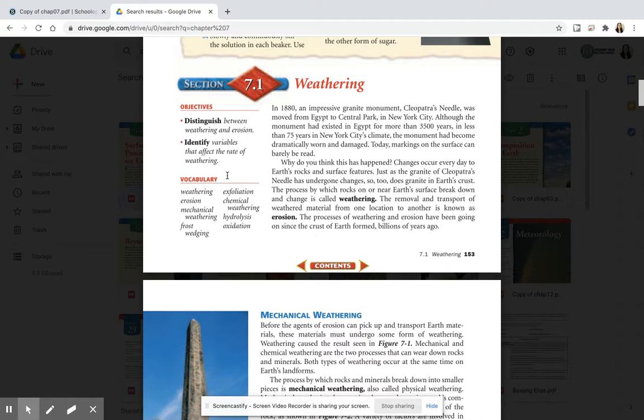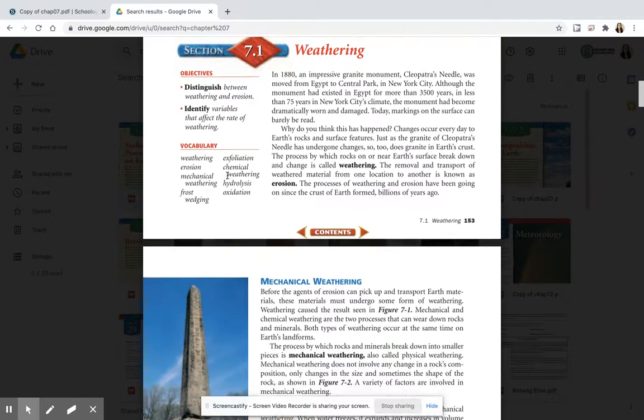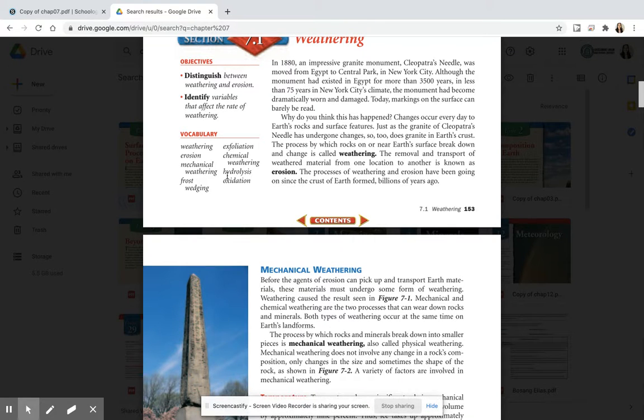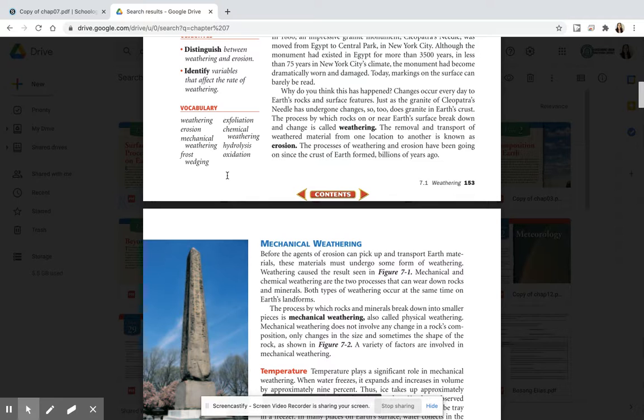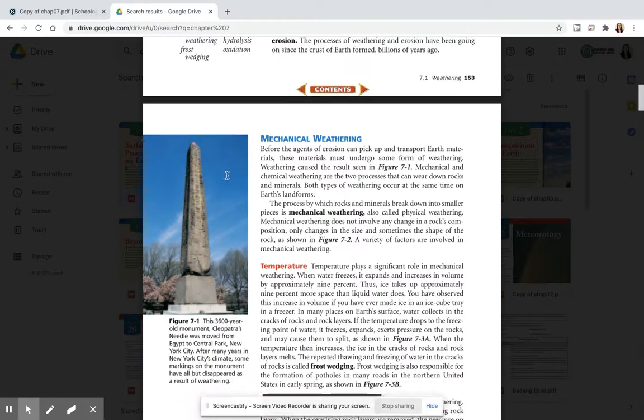The process by which rocks on or near Earth's surface break down and change is called weathering. The removal and transport of weathering material from one location to another is known as erosion. The processes of weathering and erosion have been going on since the crust of Earth formed billions of years ago.